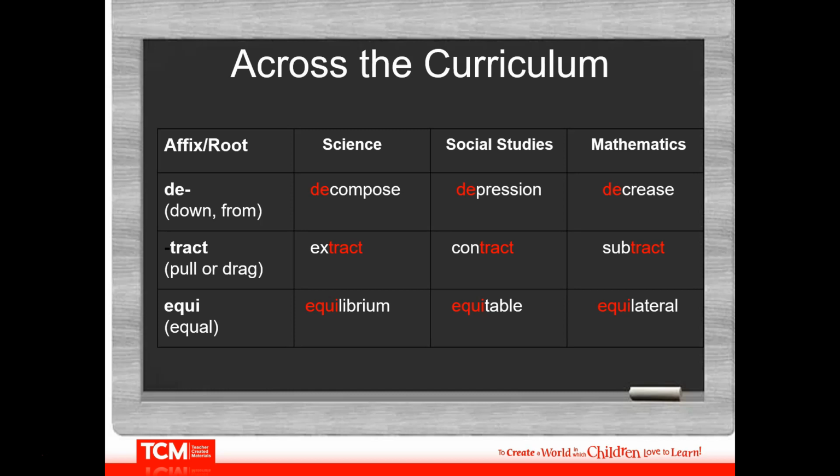And very simply, we know that we're going to expose students to these word parts in our English language arts block, but we also want to expose students to these word parts in science, social studies, and mathematics. Now, we can also extend that into other content areas like art and like music and physical education. But if you look here, we have 3 examples. We have DE, which means down or from, TRACT, which means pull or drag, and then EQUI, which means equal. And so if we look at how we can use this in science, social studies, and math, in science we can use DE by exposing them to the word decompose, in social studies, depression, and in mathematics, decrease. And then you see the examples that we used in other content areas with TRACT and then EQUI, which means equal.